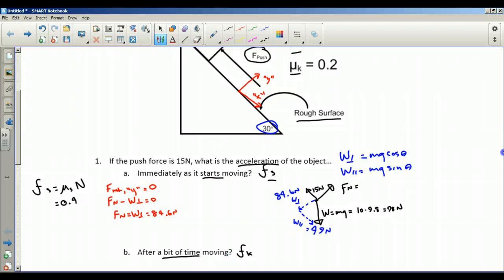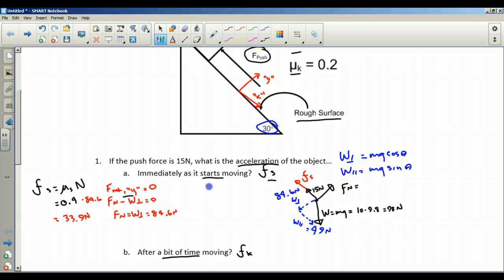Now, back to this diagram over here, we can tell then that our friction force must go up the ramp, because down the ramp we have 49 newtons, up the ramp we have 15 newtons, and so our friction force has to go up the ramp like that. So then our normal force is 84.6, and we end up with a friction force of 33.9 newtons.